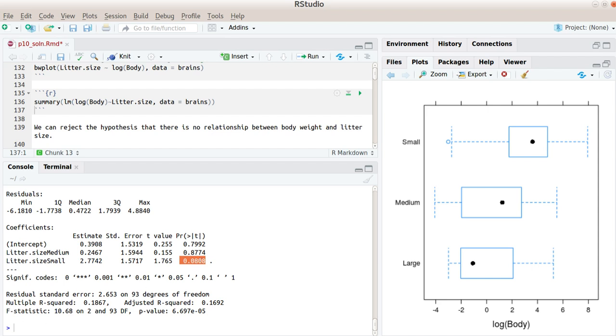So the f-test, in general, tells you something is going on with one of the variables.